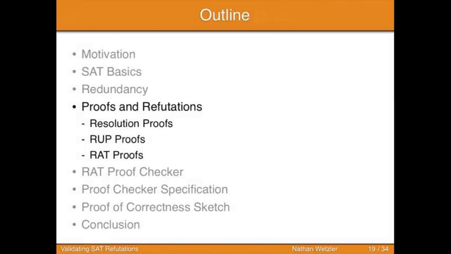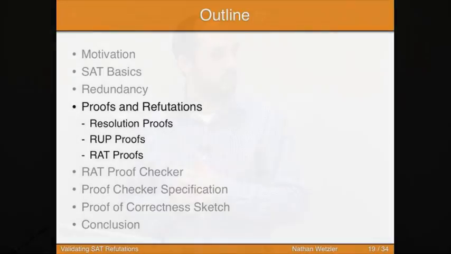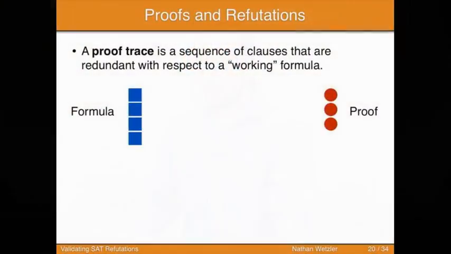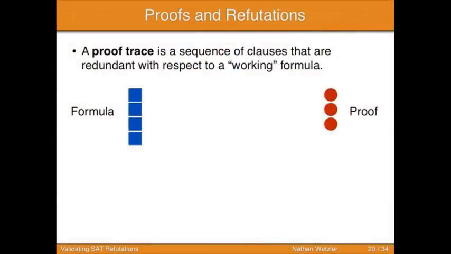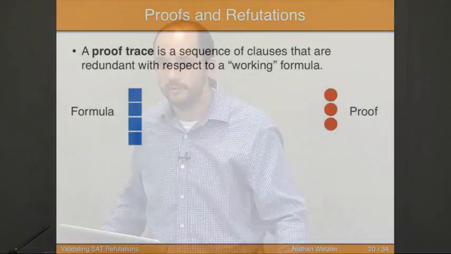So now I'm going to talk about how redundant clauses can be used to construct proofs. And I'll give an overview of a few different types of proofs. We say a proof trace is a sequence of clauses that are redundant with respect to a working formula. And I've got working in quotes there because we're going to build a new formula at every step. So on the left I have a formula with 4 clauses represented by the blue boxes. And on the right I have a proof, which is 3 red circles.